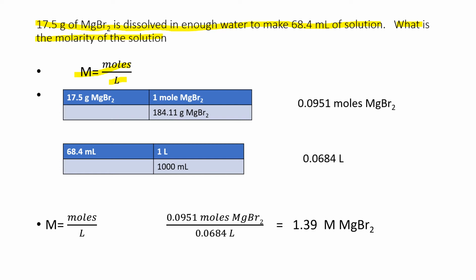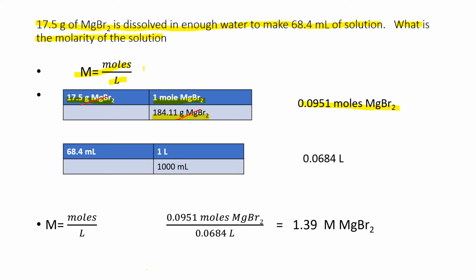The information is given to us in grams, so 17.5 grams. We just need to do a one-step conversion using the molar mass in order to get those grams into moles. And again, grams in the numerator divided by grams in the denominator. What we're going to be left with is moles. So you do that one-step conversion that you've been doing a lot of already. When you go through that conversion, you're going to get 0.0951 moles of magnesium bromide.